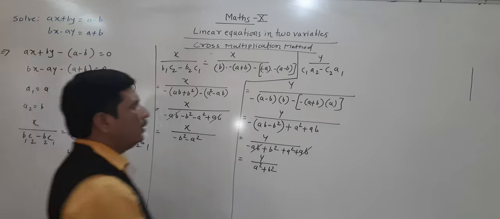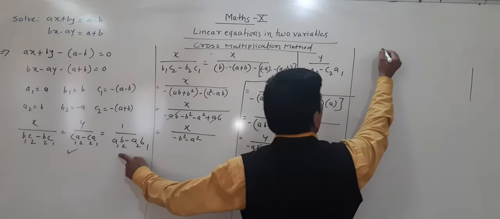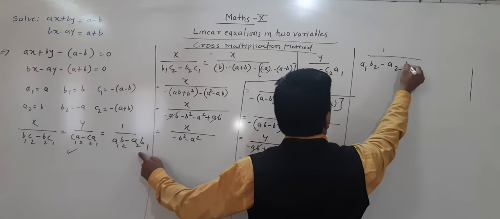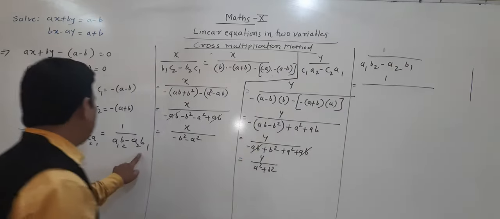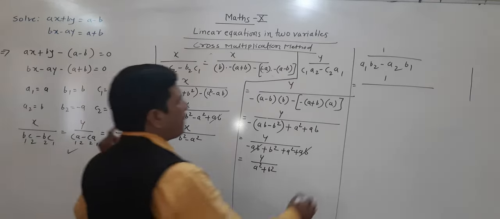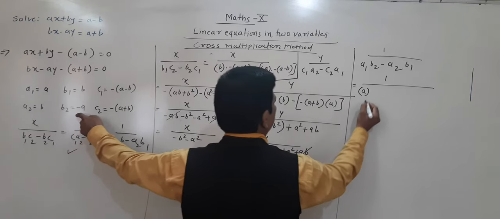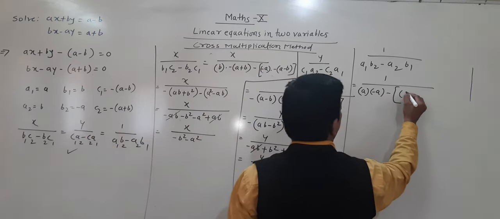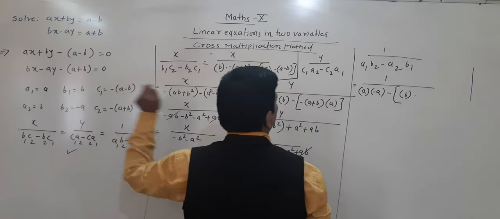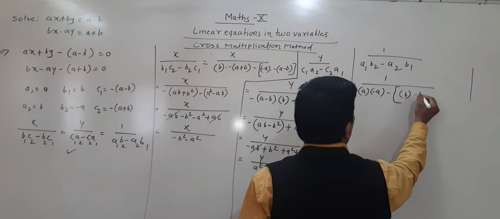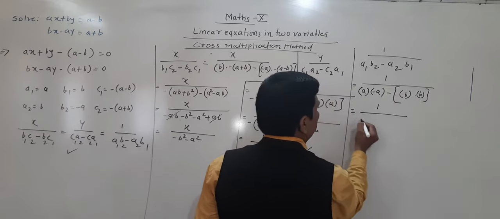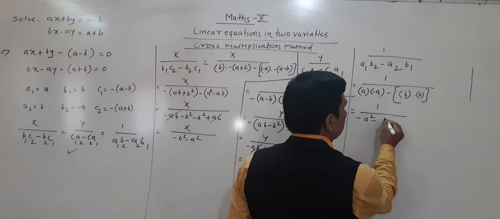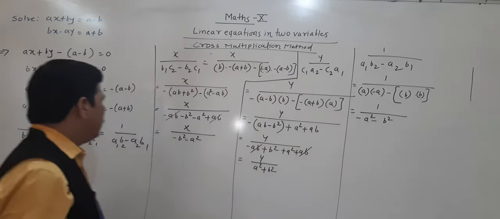Now we will find out the third one. What is the third one? One upon A1B2 minus A2B1. So now we will put values. What is A1? A1 is A. A1 into B2. What is B2? B2 is minus A. Minus A2. What is A2? A2 is B and B1 is also B. So 1 upon minus A square, A into A square, and this minus sign minus B square, B into B, B square. Okay, so this is the third one.